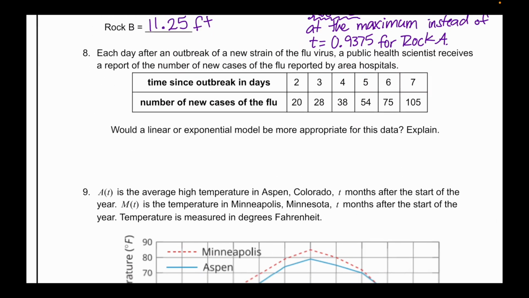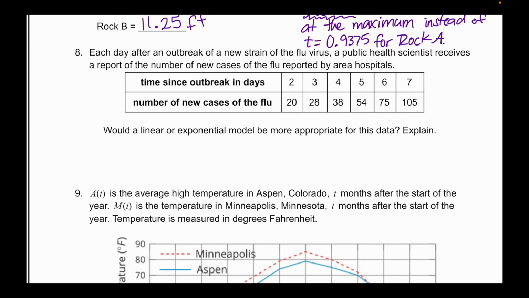So that brings us on to question 8. Each day after an outbreak of a new strain of the flu virus, a public health scientist receives a report of the number of new cases reported by area hospitals. Now, this is asking, would a linear or exponential model be more appropriate for this data, and to explain. So let's look at what we have, and we'll just see what our difference is, which is how we would look for if it's linear.